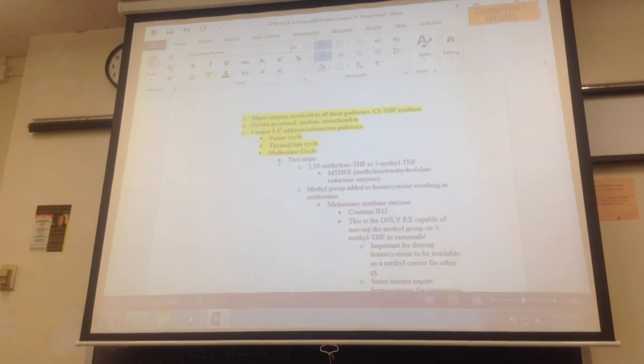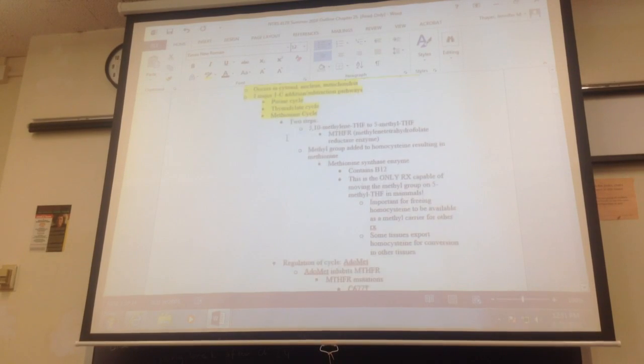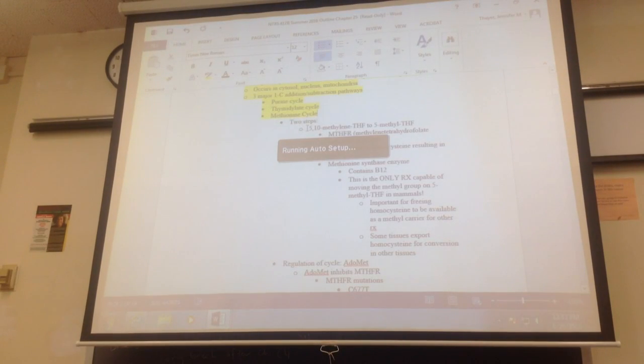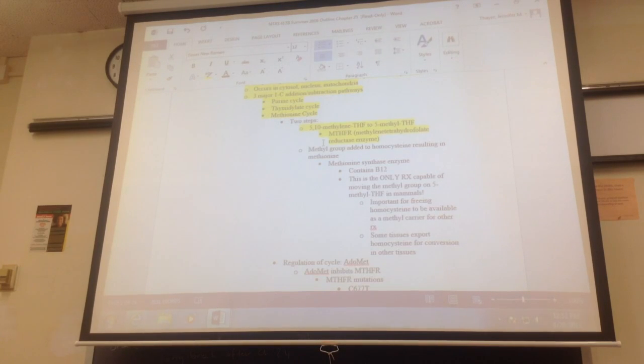Okay, so in the methionine cycle, right? This is what I was showing you before. Two steps: 5,10-methylene THF to 5-methyl-THF. This is where the MTHFR enzyme works, the methylene tetrahydrofolate reductase enzyme. So you have a 5,10-methylene THF, which means that you've got a methylene bridging the N5 and N10 positions. So if we go back and look at the picture.